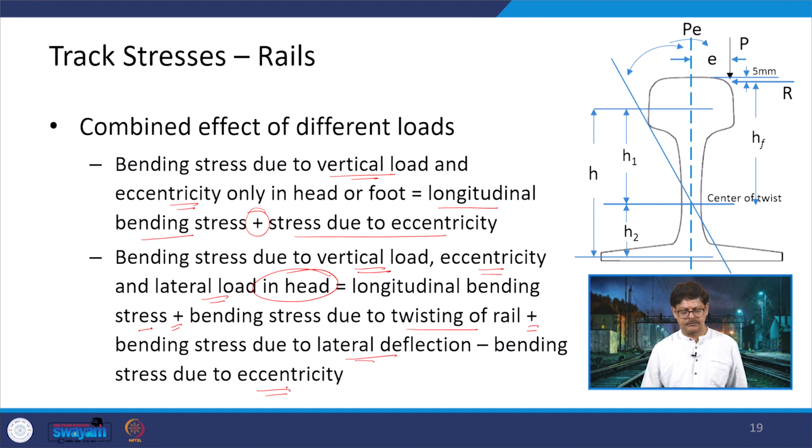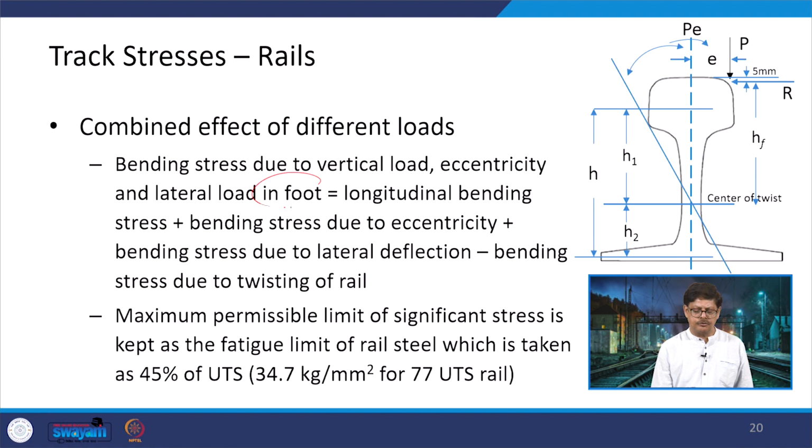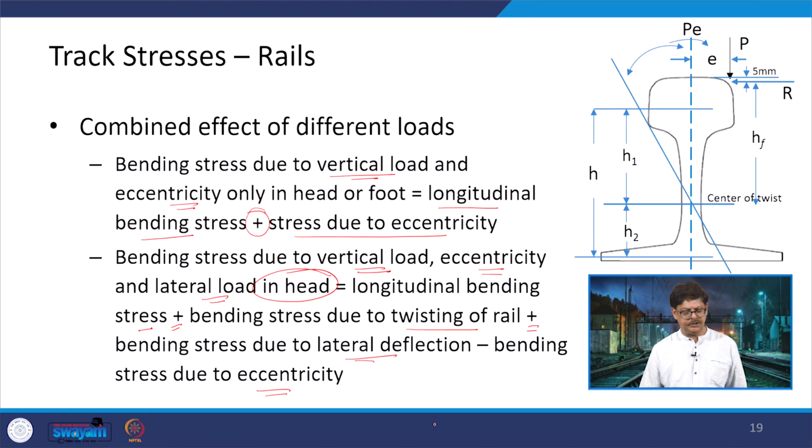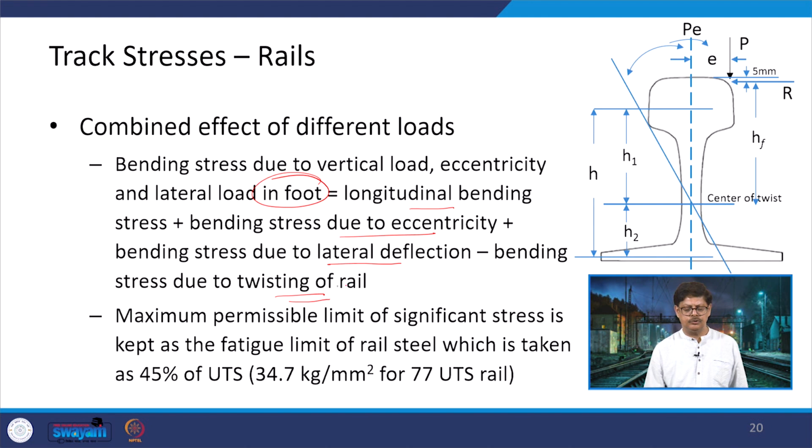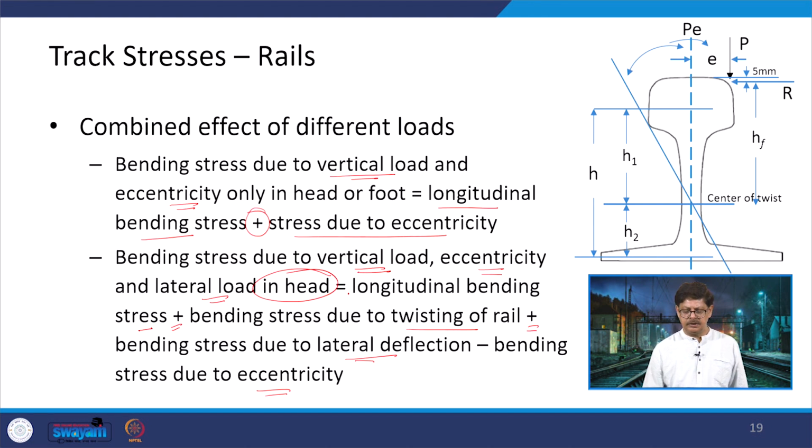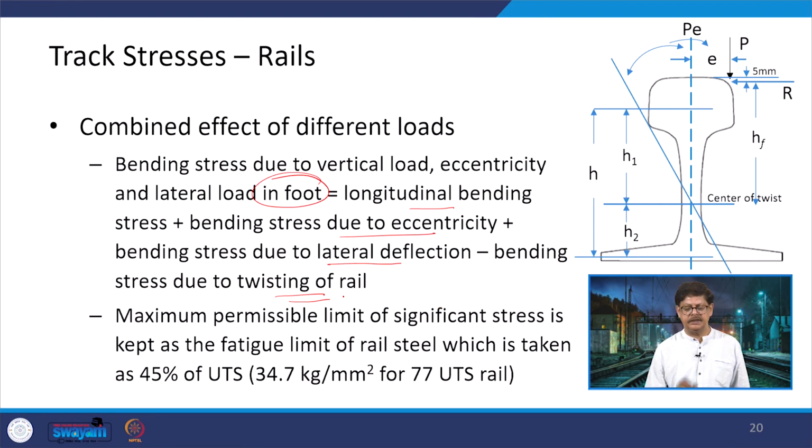being subtracted. Similarly, in the case of foot, if all of these three things are there, then longitudinal bending stress, due to eccentricity, due to lateral deflection and bending stress due to twisting of rail has been now deleted here. So, previously it was due to eccentricity, now it is due to twisting of rail. Previously the twisting of rail was taken as positive for the case of head, now here it is being taken as negative. So, this is the difference between the foot and the head.